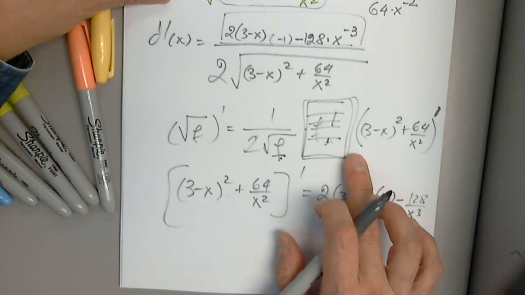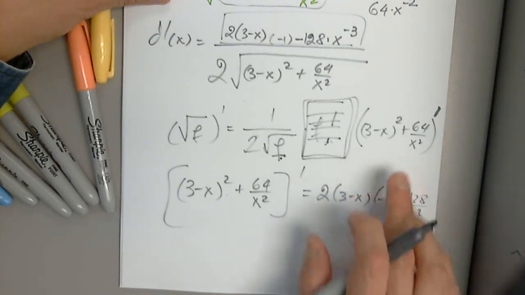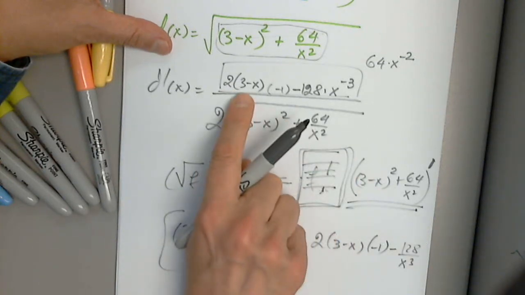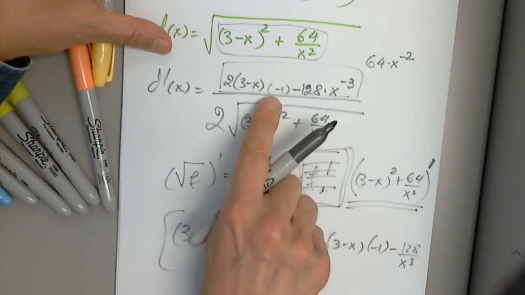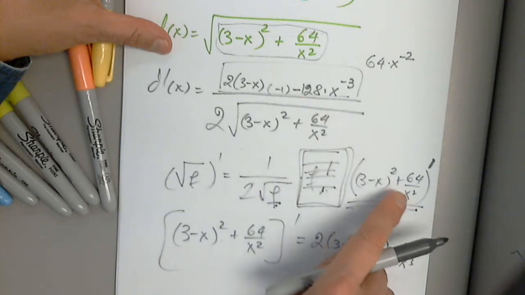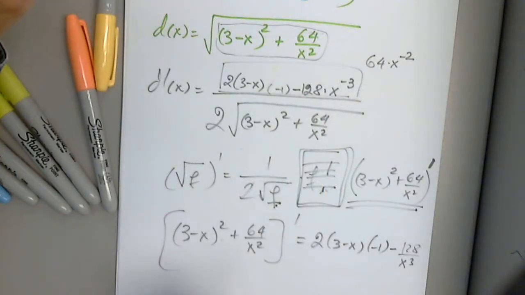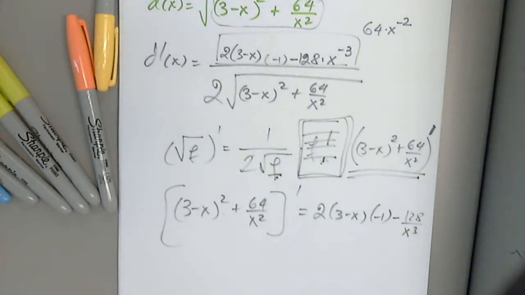Not with a square root, not 1 over, nothing. And when I differentiate this, I get 2 times (3 minus x) times the inner function prime, and then minus 128 x cubed, x to the negative 3. Is that better? Perfect. So this piece, I can write it over 1, or because I always run out of room, you know me, I already put it at the top. Is that better? Okay, perfect.